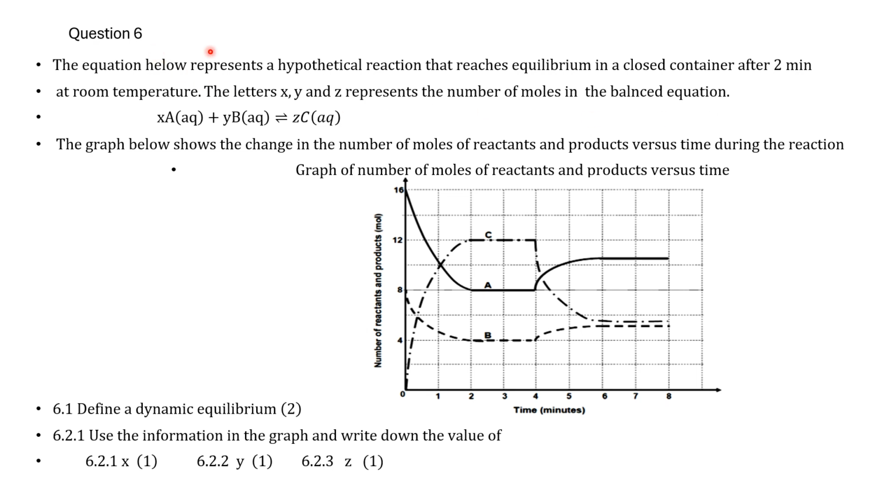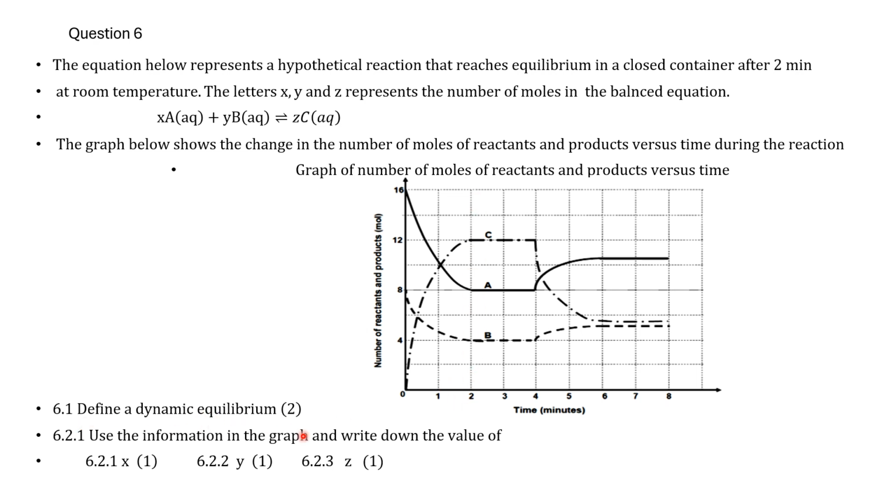So, question 6. The equation below represents a hypothetical reaction that reaches equilibrium in a closed container after 2 minutes at room temperature. Letters X, Y, and Z represent the number of moles in the balanced equation. So we have XA plus YB gives me ZC. The graph below shows the change in the number of moles of reactants and products versus time during the reaction. Now they give the graph of number of moles. There we have the graph of number of moles of reactants and products versus time. Alright, so my time goes from 0 to 8. And remember they said after 2 minutes we reached equilibrium.